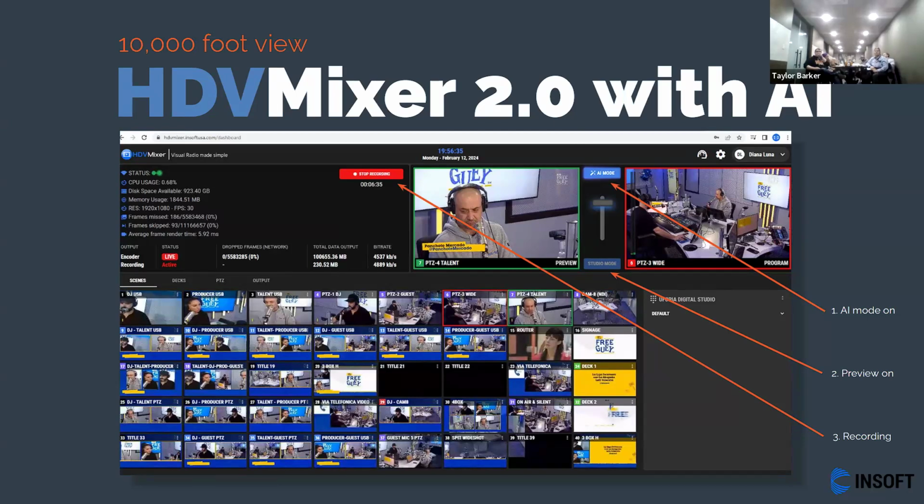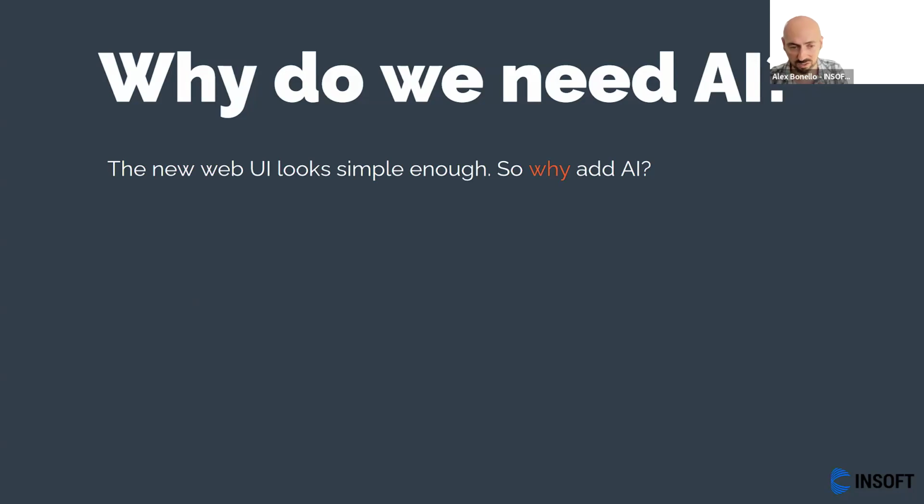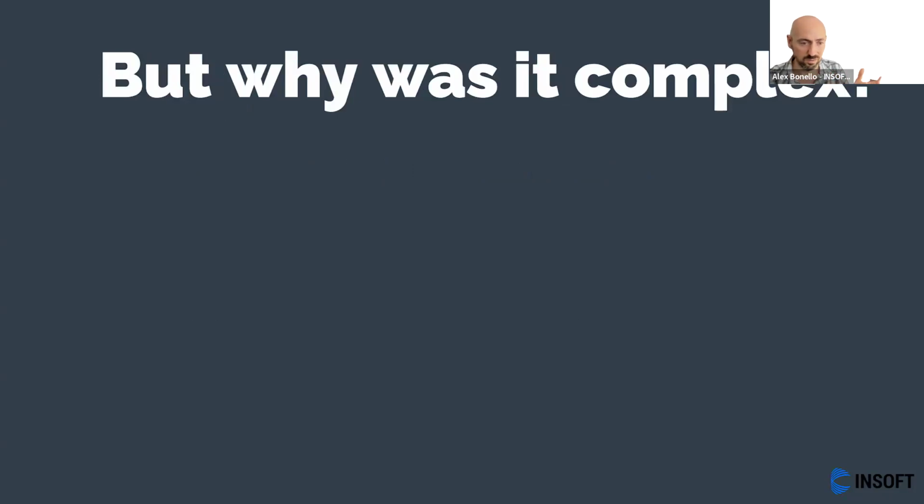So the first question would be, why do we need AI, right? And the answer is, because we need to automate those rules that we have just talked about, and to drastically simplify the configuration. We need to replace the Boolean algebra rules that we used in the previous generation of software with something which is much more simple, right? And that's where the AI comes in.